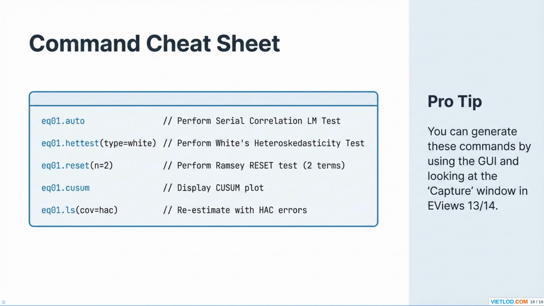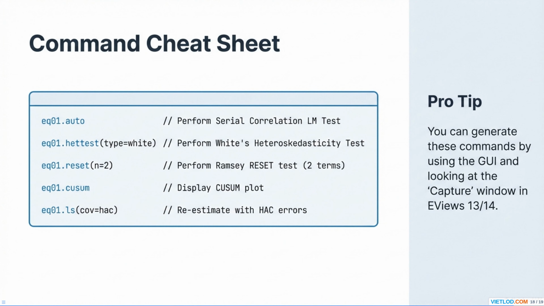For those who prefer scripting or want to ensure reproducibility, EViews has a powerful command language. Here's a quick cheat sheet for the tests we've discussed, assuming your equation object is named EQ01. To run the Breusch-Pagan-Godfrey serial correlation LM test, you simply type EQ01.auto. For a White's heteroskedasticity test, the command is EQ01.hettest, type White.